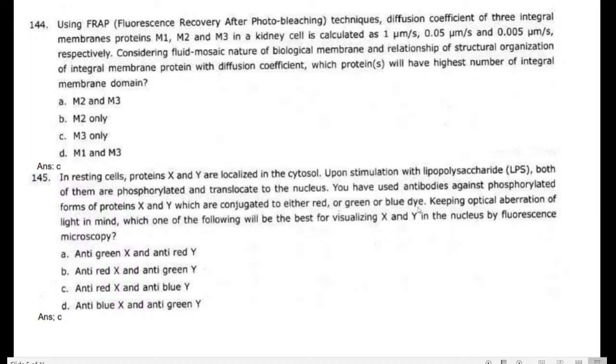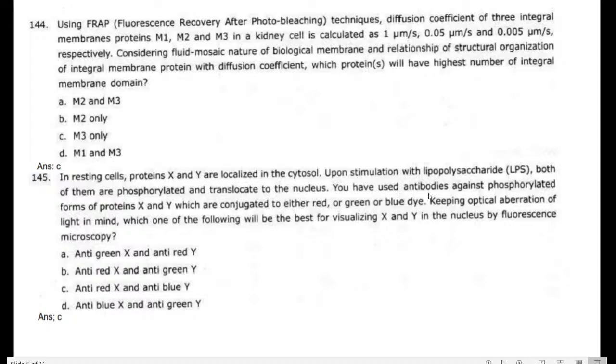Keeping optical aberration of light in mind. This is the question statement here: keeping optical aberration of light in mind, which of the following will be the best for visualization of X and Y in the nucleus by fluorescence microscopy? So this is the question statement, and they provided the information. Okay, first it is present in cytosol. After lipopolysaccharide stimulation, both of them are phosphorylated and translocated. Yes, so X and Y are translocated to the nucleus.